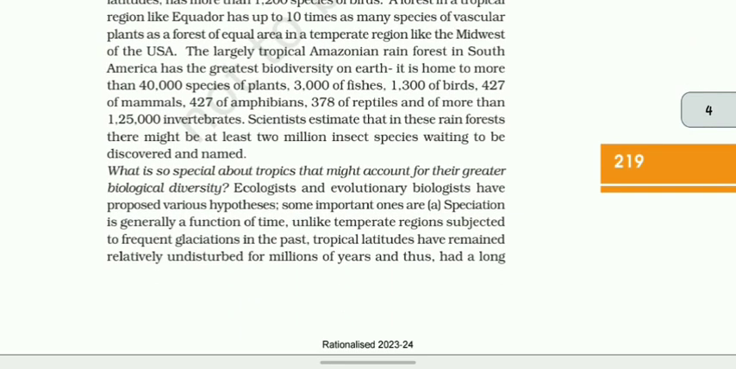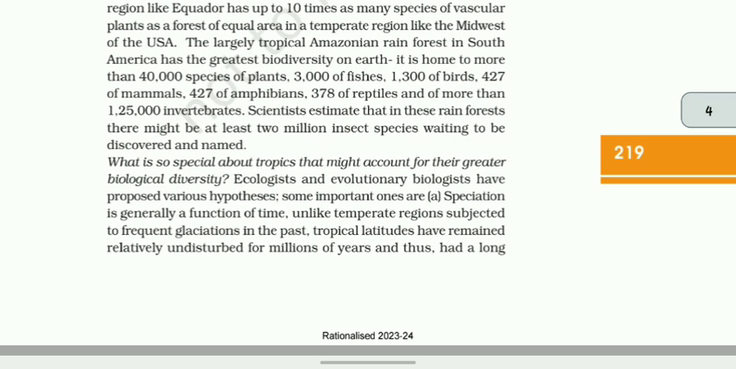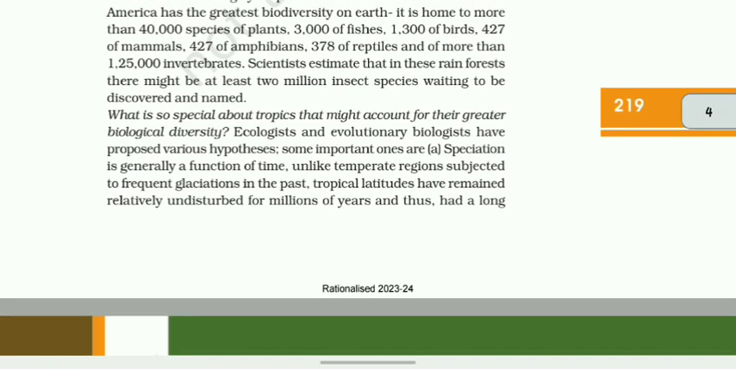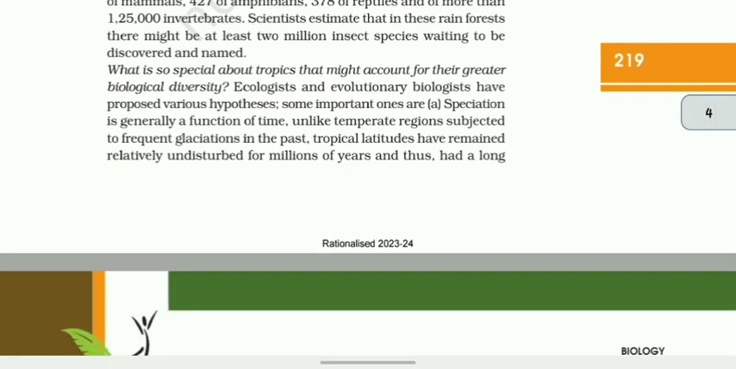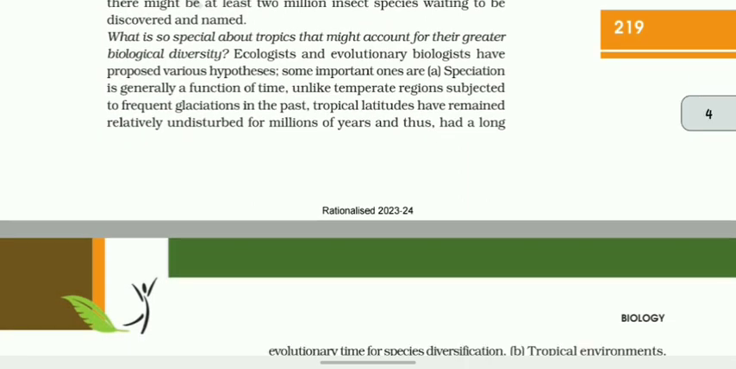The largely tropical Amazonian rainforest in South America has the greatest biodiversity on Earth. It is home to more than 40,000 species of plants, 3,000 of fishes, 1,300 of birds, 427 of mammals, 427 of amphibians, 378 of reptiles, and more than 1,25,000 invertebrates. Scientists estimate that in these rainforests, there might be at least 2 million insect species waiting to be discovered and named. What is so special about tropics that might account for their greater biological diversity?